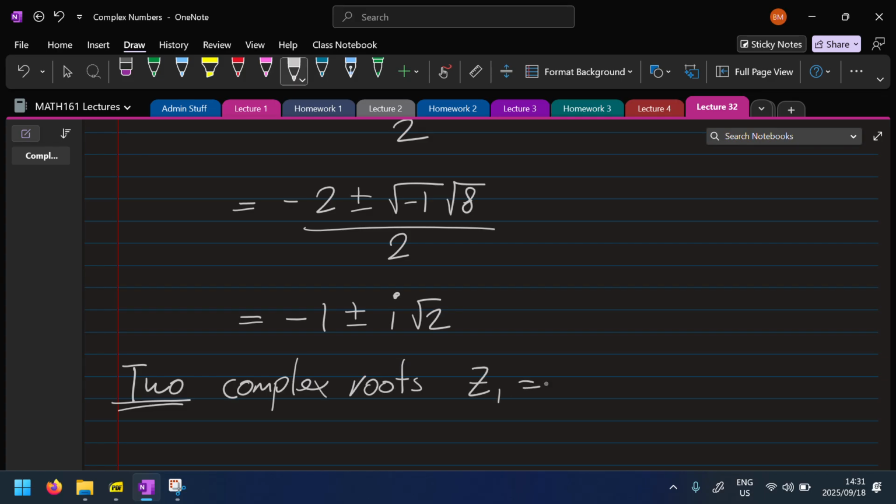So we have Z1, it's minus 1 plus i root 2, and Z2 is minus 1 minus i root 2. They always come in these pairs. Okay. So Z1, Z2, they come in these pairs, the one with the plus, the one with the minus.